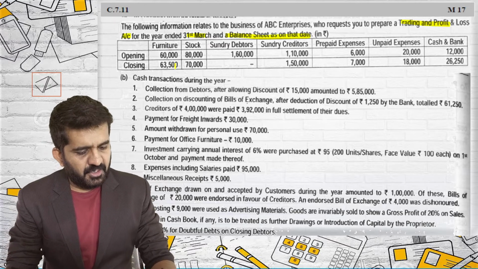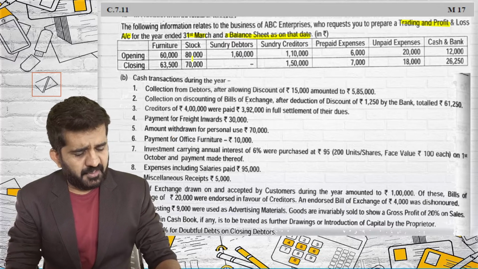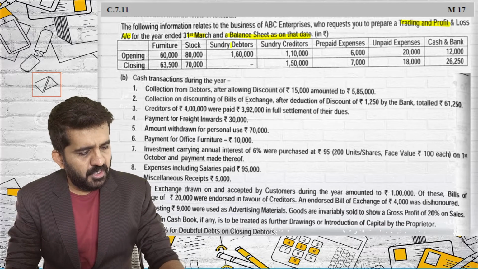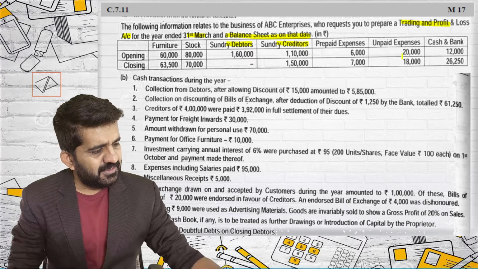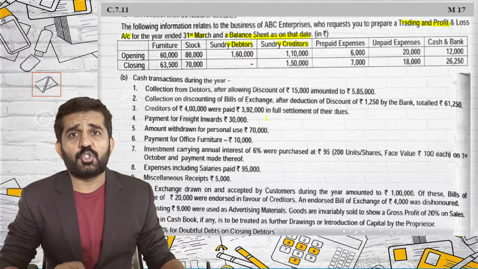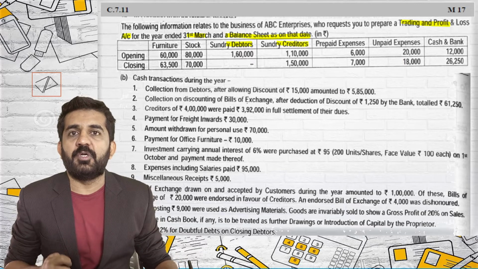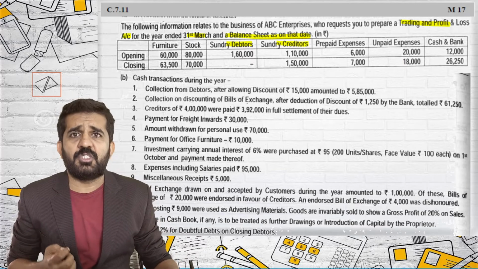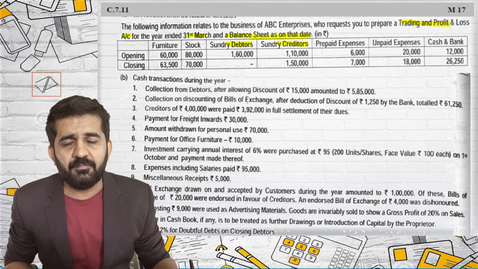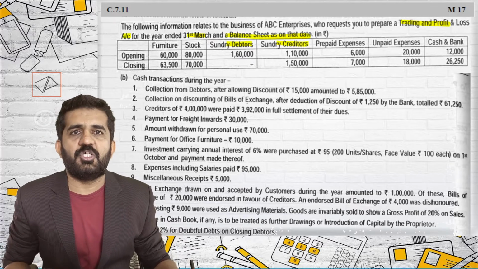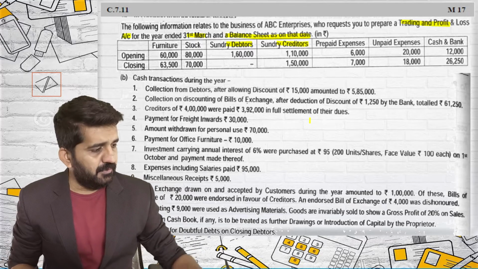Furniture opening is 60, closing is 63,500. There might be some purchase of furniture. We can solve it in inner column. These are opening stock, closing stock. Debtors and creditors account we always prepare. Prepaid expenses and unpaid expenses, we can solve it by preparing an account, or we can do it in inner column. Some of the questions I'll be doing by account, some by preparing inner column. It is up to you in your examination to decide. Whatever you feel is comfortable, you can do.